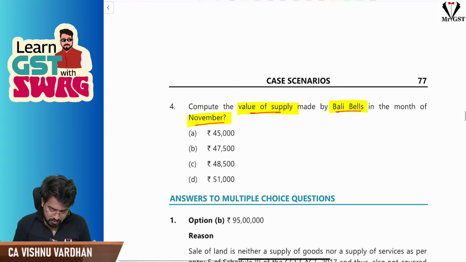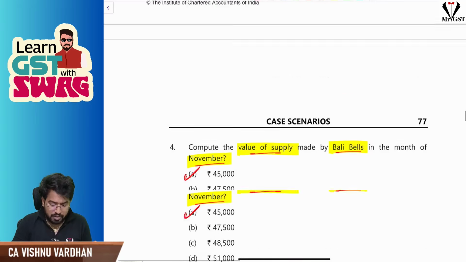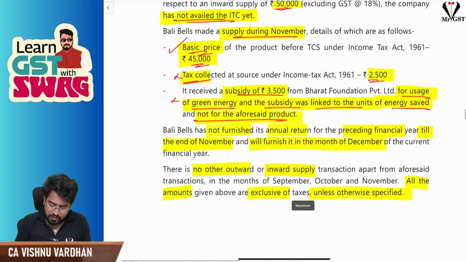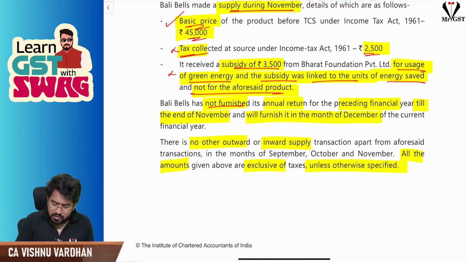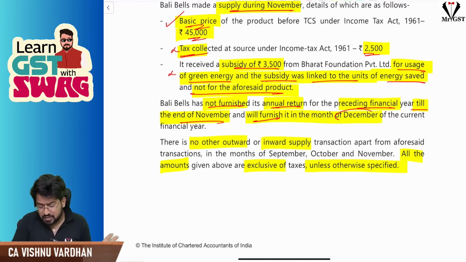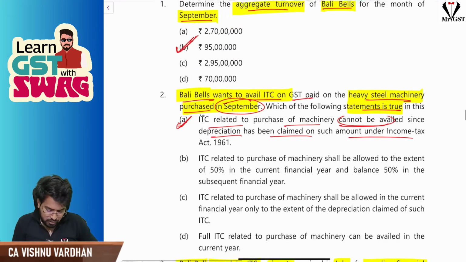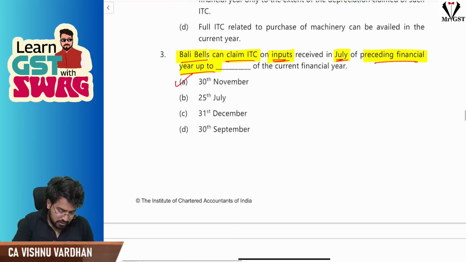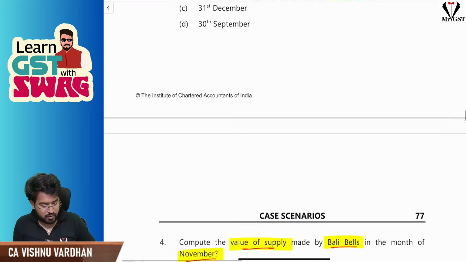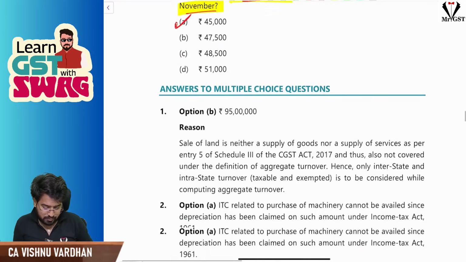45,000. Here the answer. Now coming to time limit for availing ITC, we have to get the information of annual return. They told they have not furnished annual return for the preceding financial year till the end of November. They will furnish it in December. That means 30th November or December, which is earlier. 30th November is earlier, so the deadline is 30th November. Okay, hope it is clear for you.